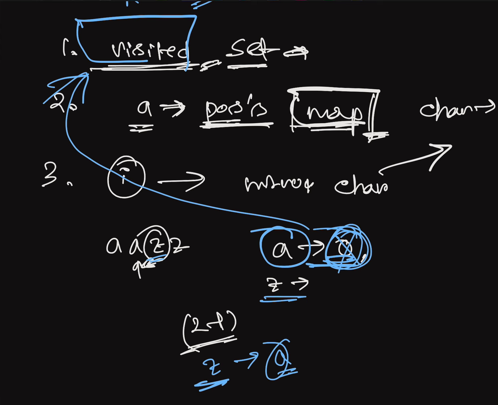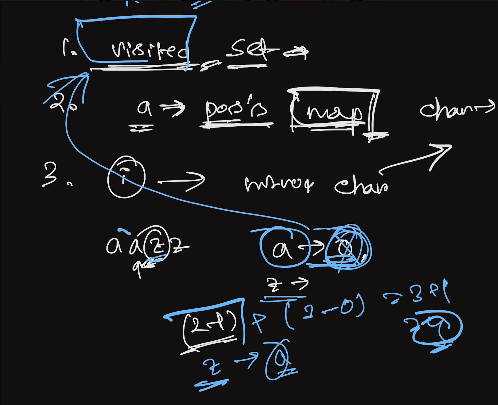So the score will be added with 0, 1, 2, 3 minus 0. It will be 3 plus 1. It will be 4. Got it? How is it getting the 4? 2 minus 1 for this, and for this, 3 minus 0. Got it? So that's why we have handled this.